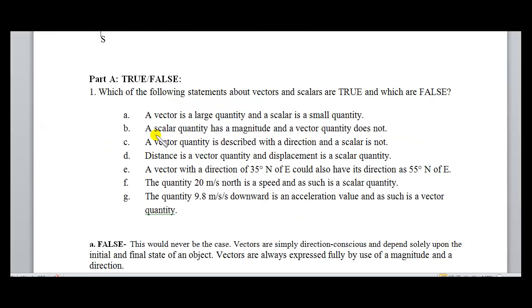Okay, let's test our understanding of vectors and scalars. What I'd like you to do is push that pause button and read through these true or false statements and come up with an answer.